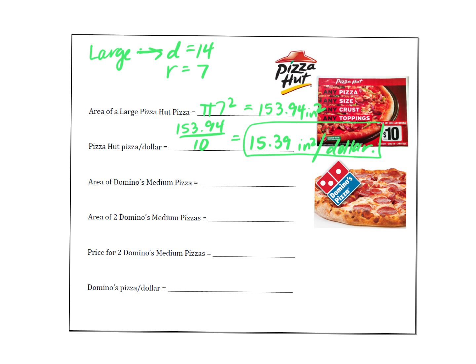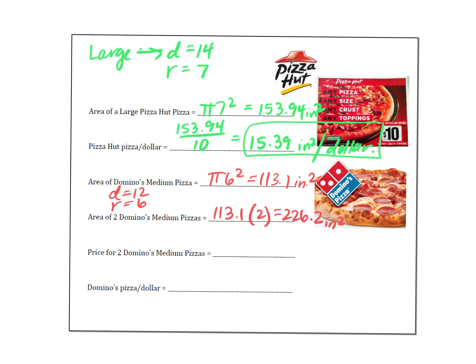Let's find the area of a medium pizza at Domino's. Now, the medium pizza has a diameter of 12, which means the radius is 6. So it's going to be pi 6 squared, which is 113.1 inches squared. But in order to get the deal, you have to buy 2. So take your 113.1 and double it. You have to get 2 of them. So 226.2 inches squared is the amount of pizza that you'll get if you order 2 mediums from Domino's.